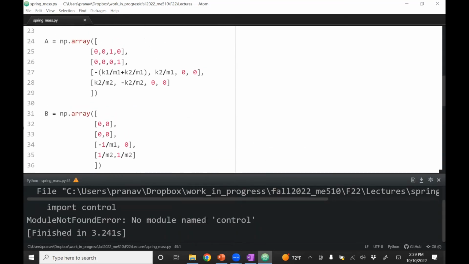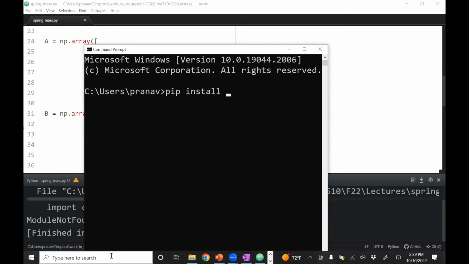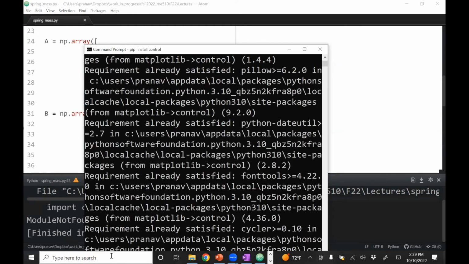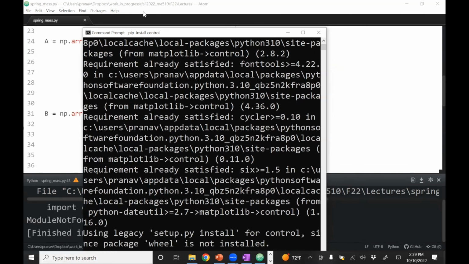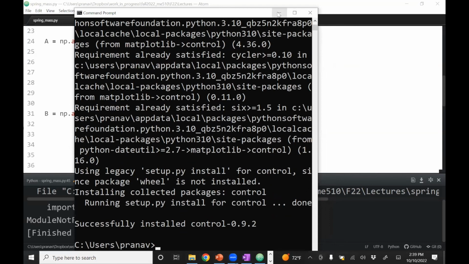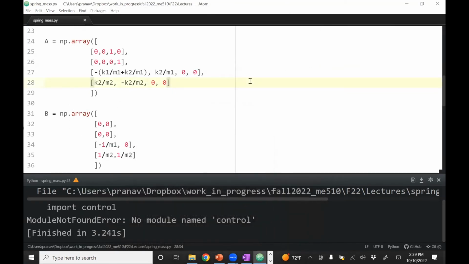I don't have it installed, so this is something I can do right now and show you how: in CMD, pip install control. Okay, it's installed. You probably don't need to restart.